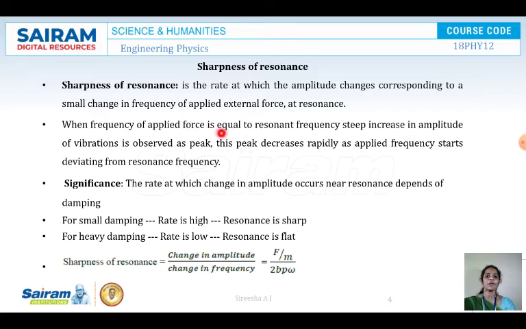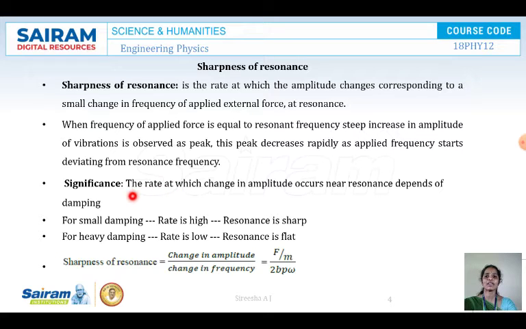When the frequency of the applied force is equal to the resonant frequency, a steep increase in amplitude of vibration is observed as a peak. This peak decreases rapidly as the applied force starts deviating from the resonant frequency. That is, at 93.5 only you will be able to hear the large sound. If it is 93.2, you may not be able to hear clearly, and at 93.8 also you may not be able to hear clearly. So this is the sharpness of resonance.